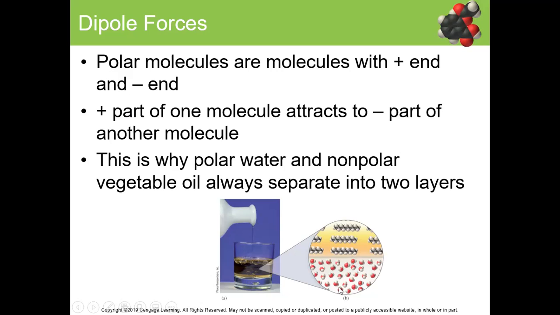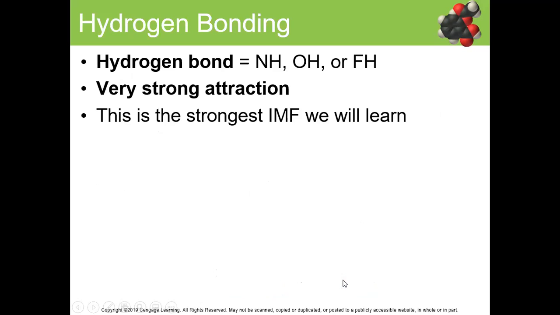Because they are incompatible with each other. No positive and negative ends. This one does have positive and negative ends. So no matter how much you shake it or heat it or whatever, it's not going to dissolve in each other. And then hydrogen bonding occurs when a molecule contains a nitrogen-hydrogen bond, oxygen-hydrogen bond, or a fluorine-hydrogen bond. It's a very strong attraction, and this is the strongest intermolecular force that we will learn. And again, we're really just scratching the surface here.